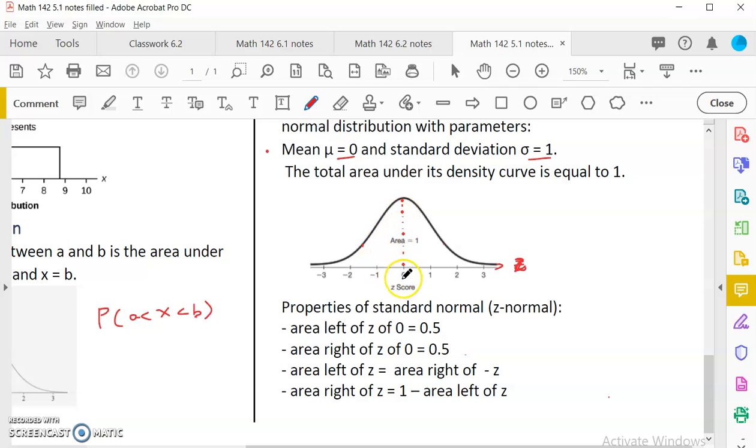The probability that I pick a negative z is 50%. And this area is 1/2. The probability of picking any of these positive z is also 1/2, 0.5.